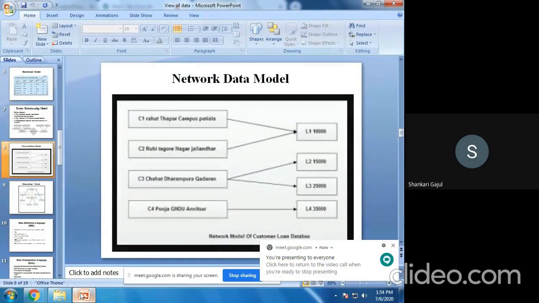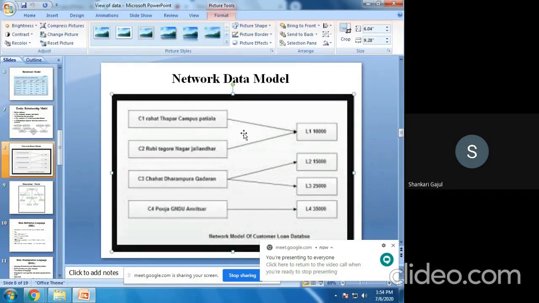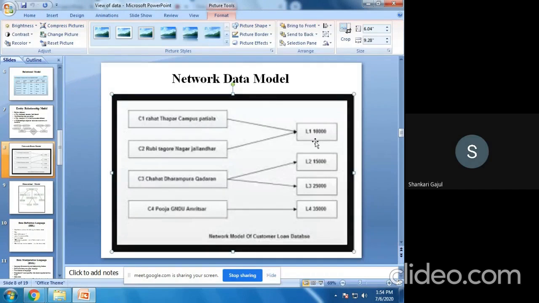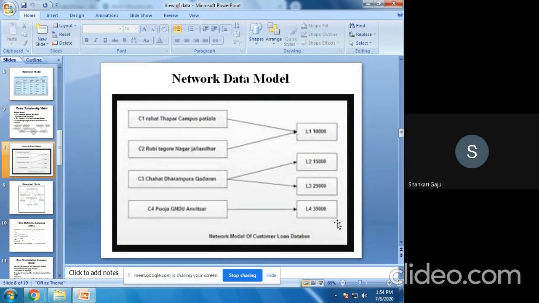So this is the third model, the network data model. The data in a network data model are represented by a collection of records. See here, these are the records. This is the first record, and this is the second record. This figure represents the customer and loan database. On the left hand side, this column is the customer database, and on the right hand side is the loan relation or the loan database.